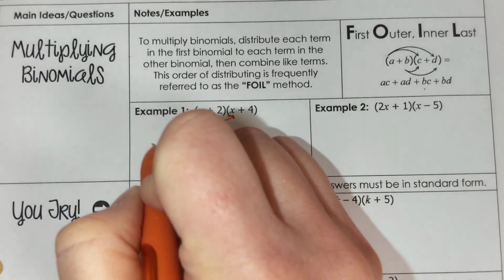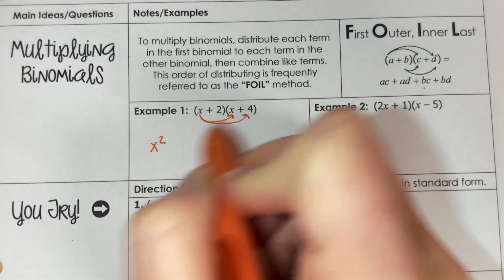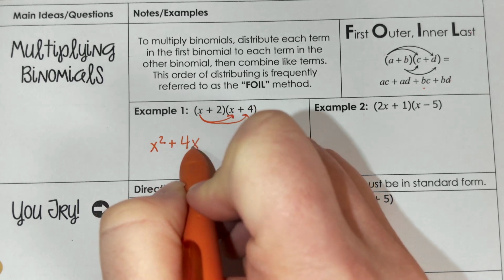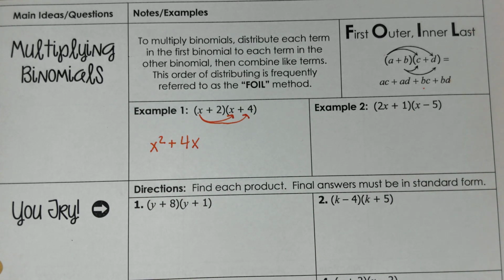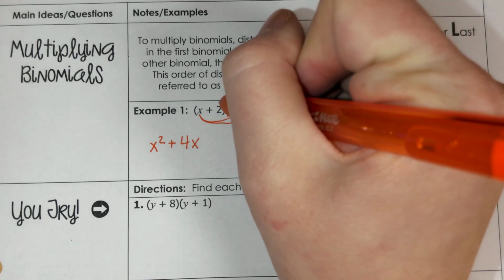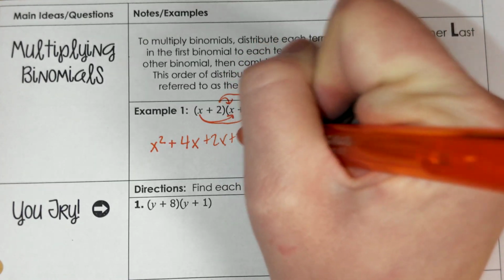So the first example, we're going to take the two firsts and multiply them together. So x times x is x squared. Then the outer, so x times 4 is 4x. And I'm just using addition to combine my terms unless it ends up with a negative, and then we'll use a subtraction symbol. So inner, 2 times x is 2x, and the last, 2 times 4, which is 8.